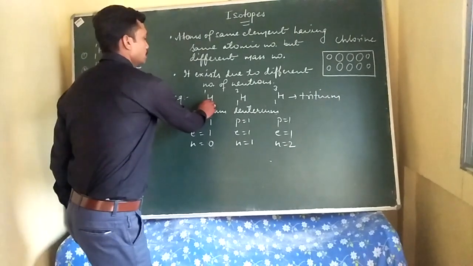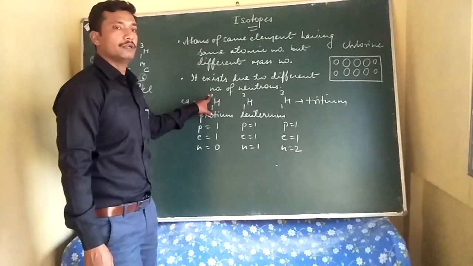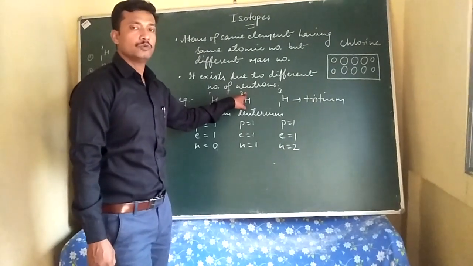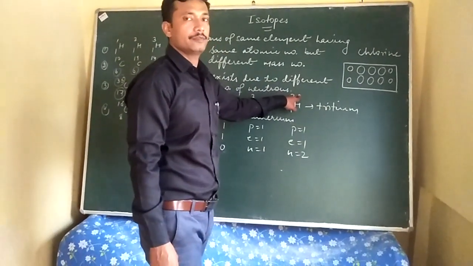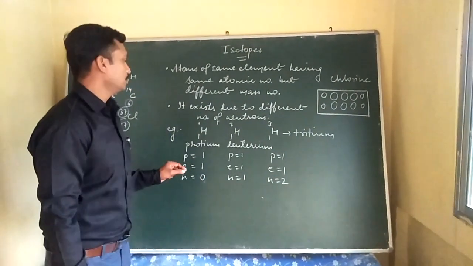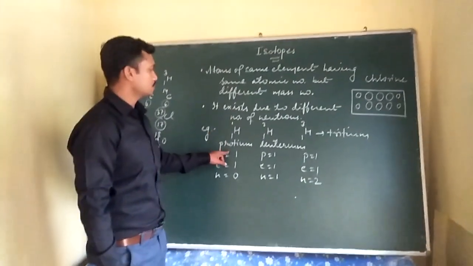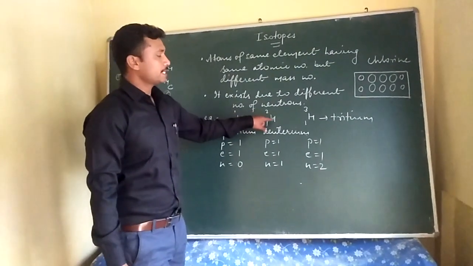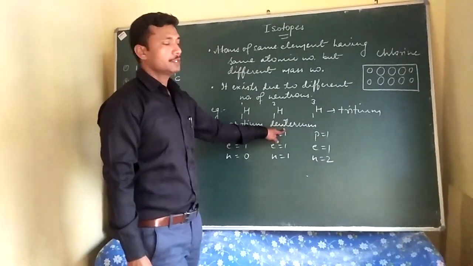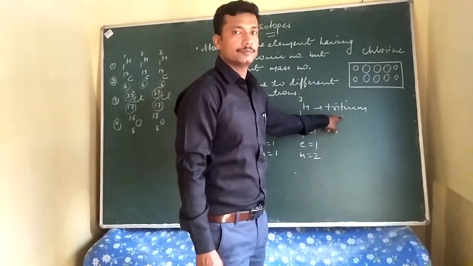They all have the same atomic number, but the atomic mass of the first one is 1, the second isotope of hydrogen has atomic mass 2, and the third has atomic mass 3. The names are also given to each isotope of hydrogen. The first isotope, which has atomic mass 1, is called protium. The second isotope having atomic mass 2 is called deuterium. And the third isotope, which has atomic mass 3, is called tritium.